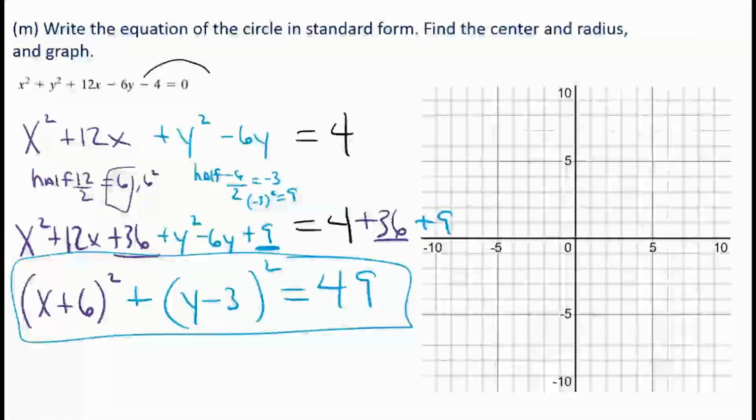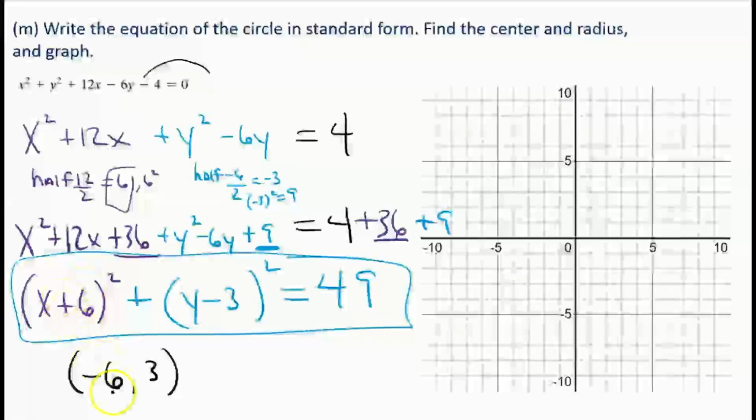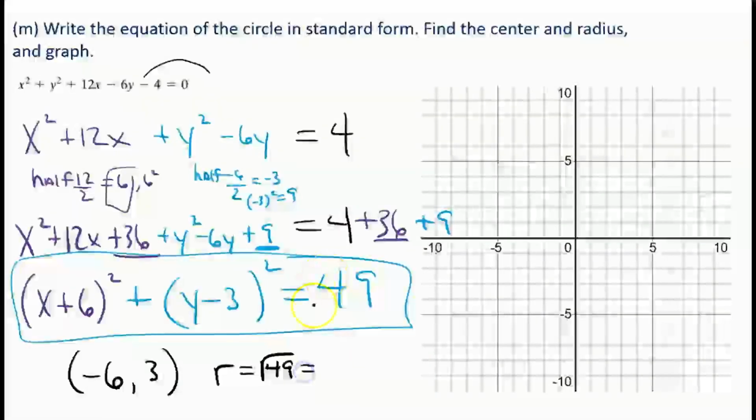But a couple of extra questions here. They want us to find the center and the radius, and they want us to graph it. So the center is going to be negative 6, 3, right? You change the sign for the x and make it negative 6. You change the negative 3 and make it positive 3. And the radius is the square root of 49. You always take the square root of that, which is 7.